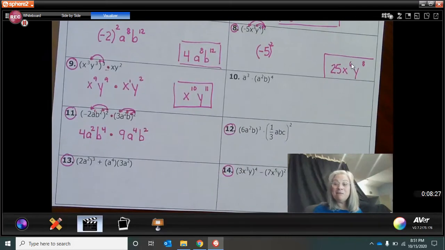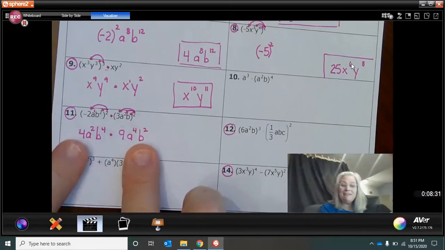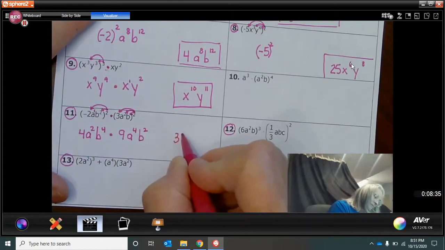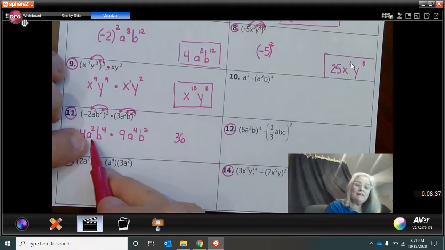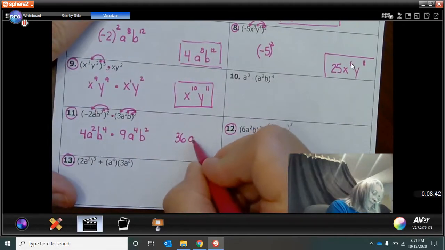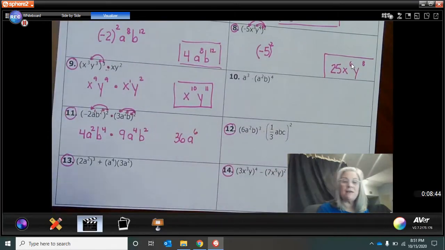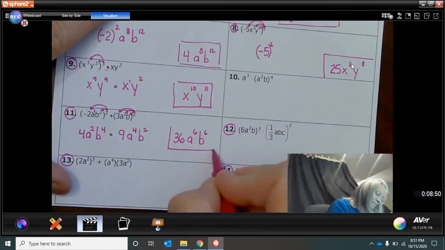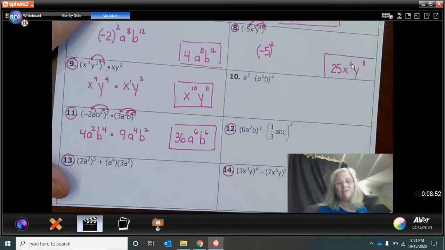Now we've done the powers first. Now we are going to multiply these two together. 4 times 9 is 36. And then we have a squared times a to the 4th. We add them together, so we get a to the 6th, because when we multiply with exponents, we add. b to the 4th times b to the 2nd is b to the 6th. And there you go. Very carefully.